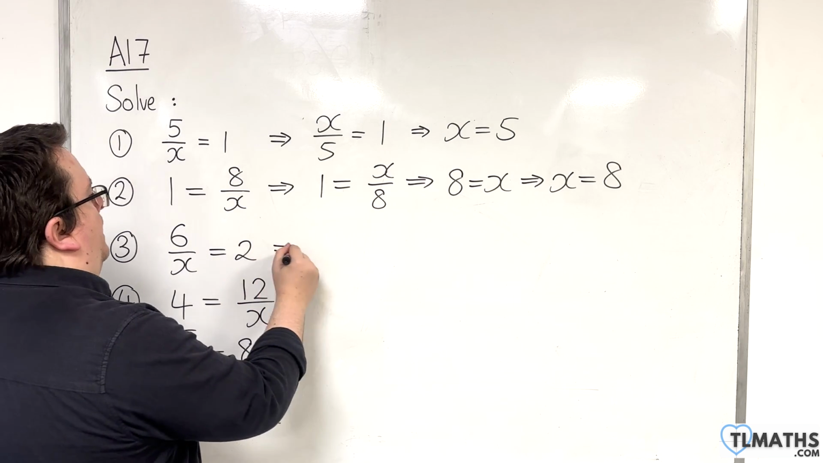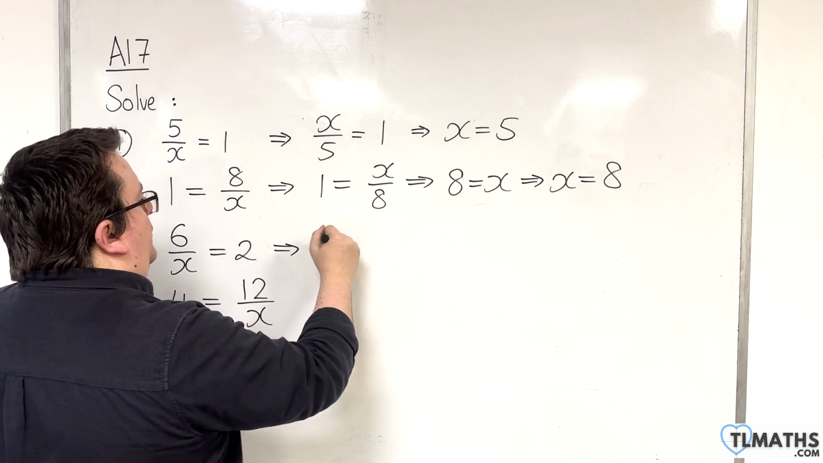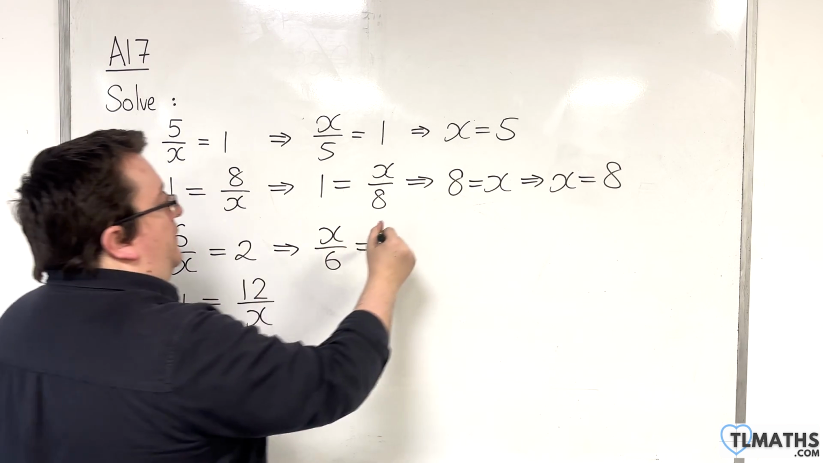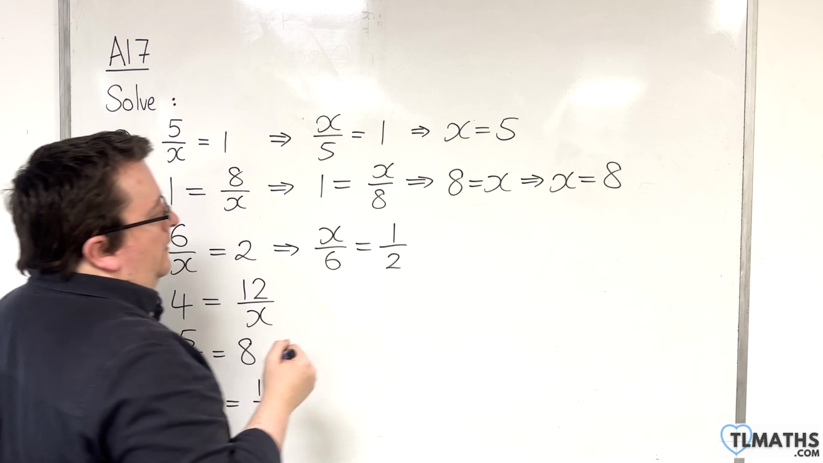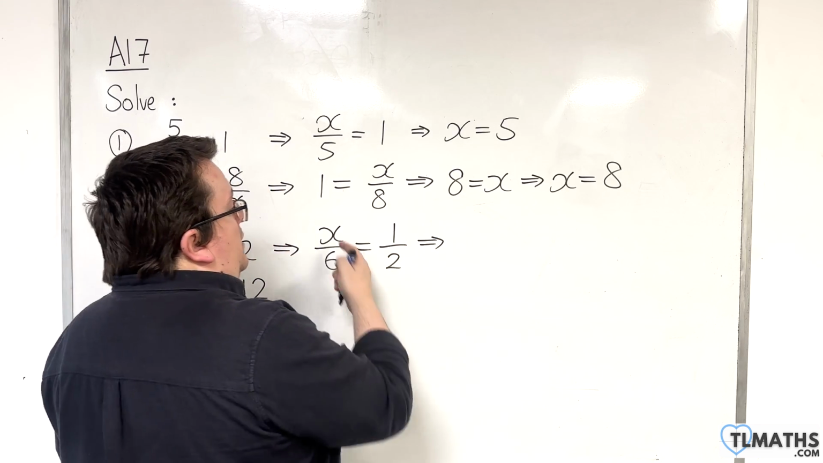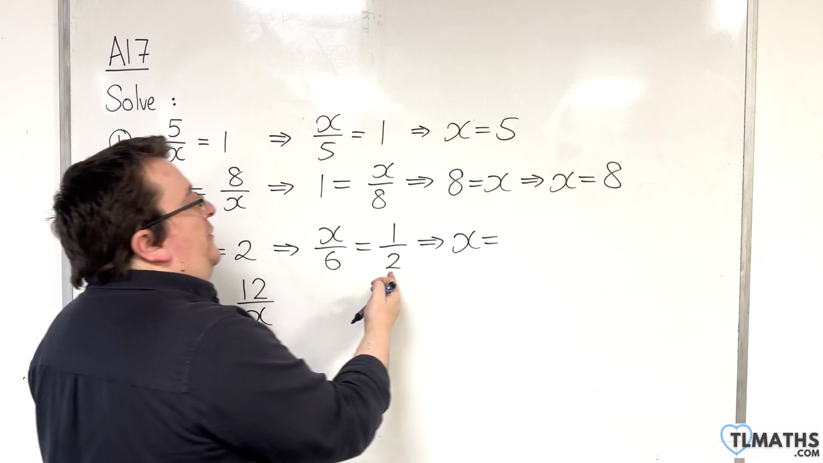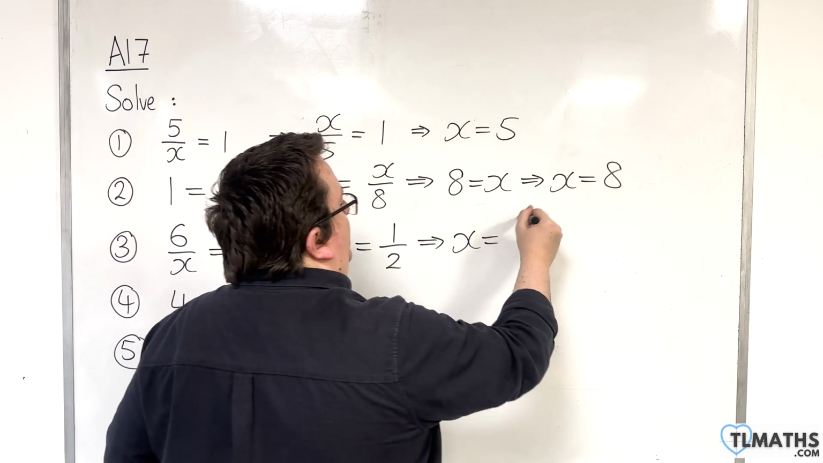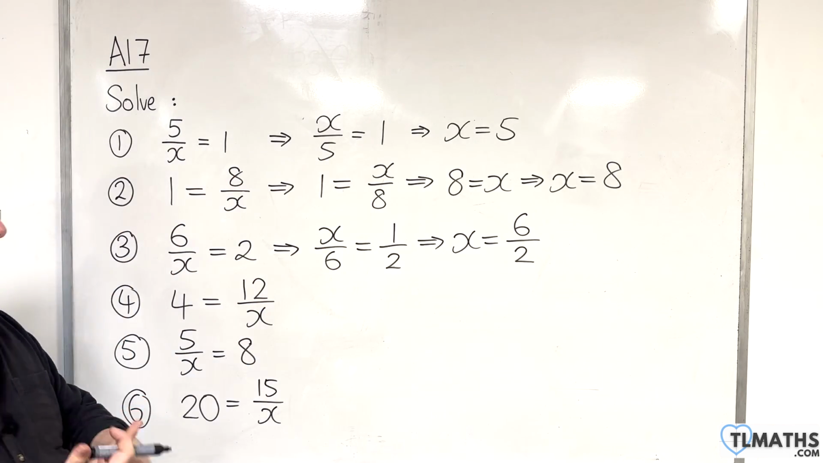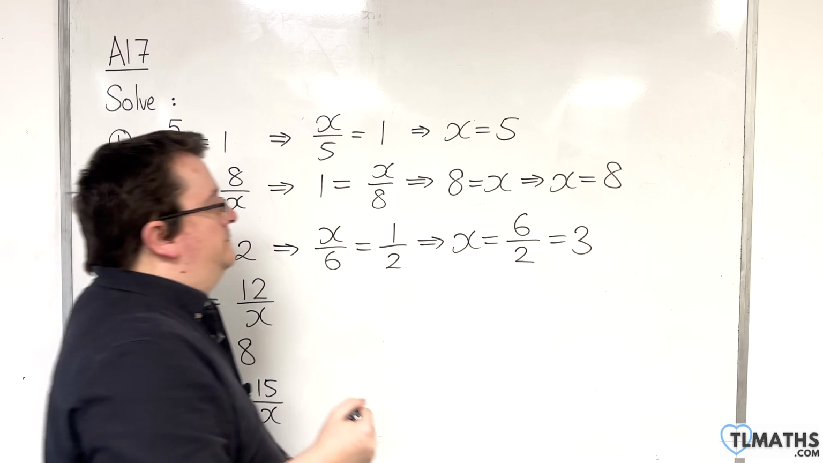Likewise this one. Reciprocal both sides, so we're going to get x over 6. The reciprocal of 2 is 1/2. So now you're going to multiply both sides by 6. You're dividing by 6 here, so we'll multiply both sides by 6. We're going to get x equals 6 times 1/2, which is 6 over 2. So the 6 multiplies with the numerator. 6 divided by 2 is, of course, 3.